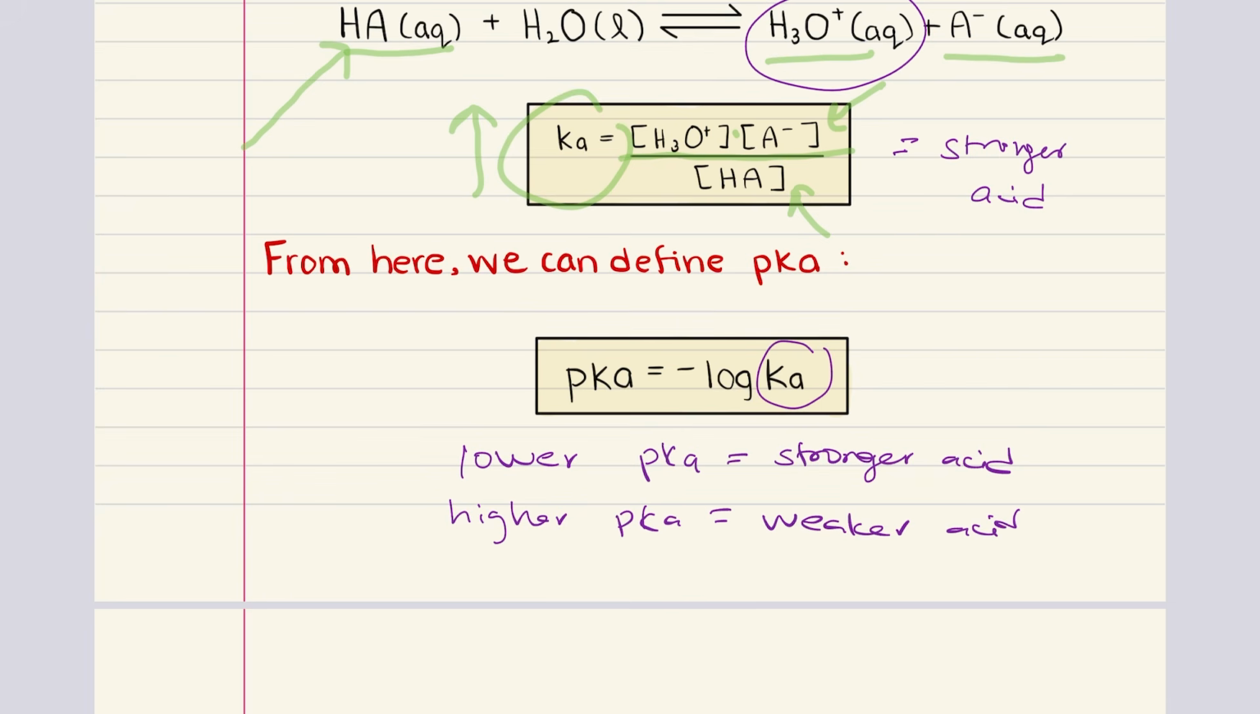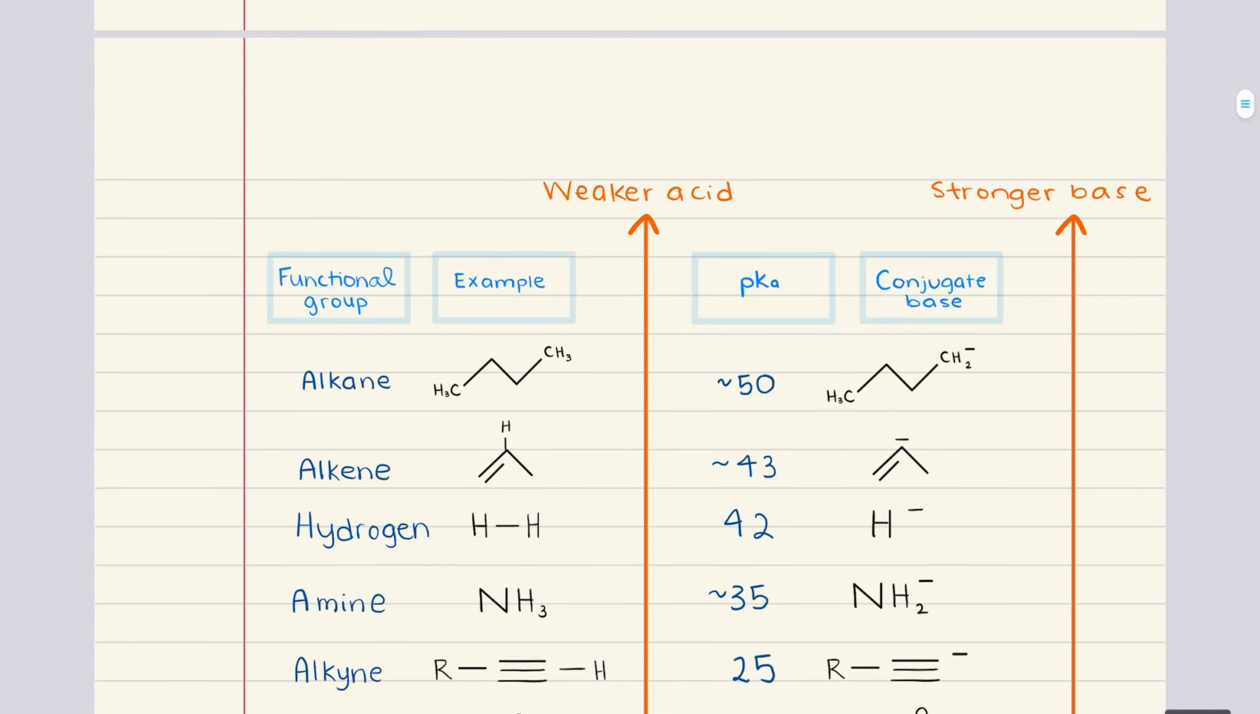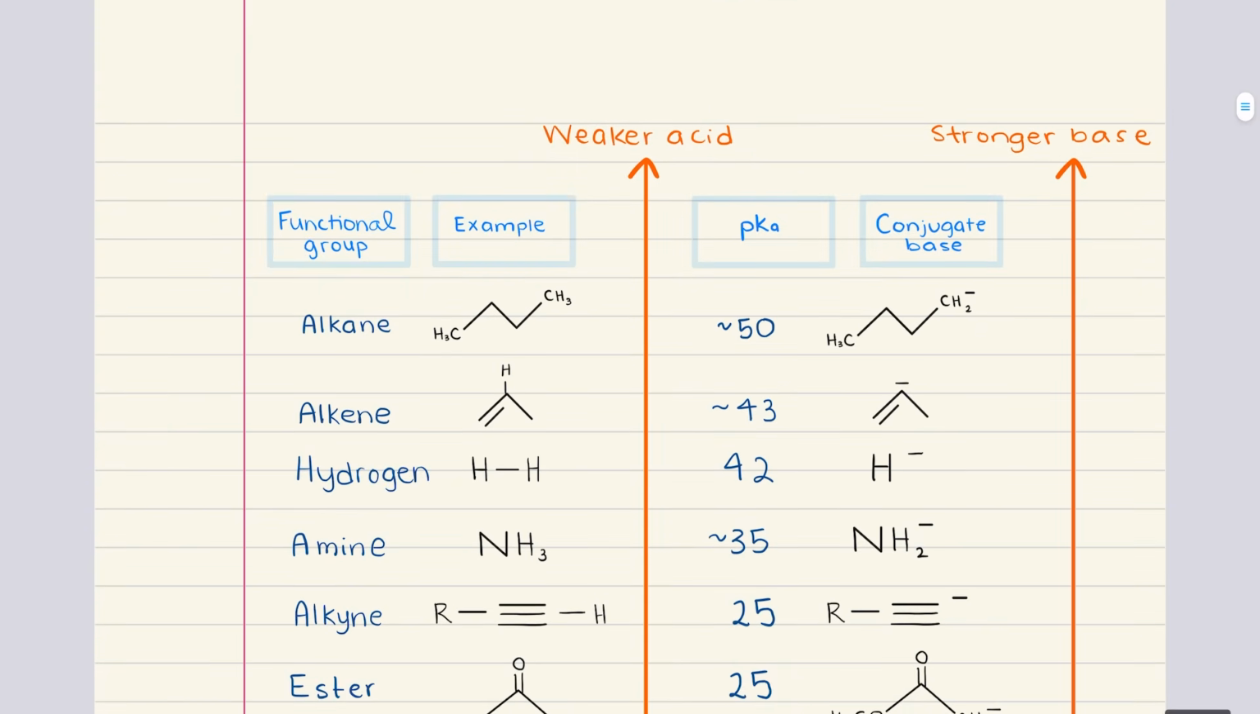This relationship is useful for predicting acid-base behavior in organic molecules, particularly in reactions where proton transfer plays a key role. Now that we've established the concepts of acids and bases, let's take a closer look at how acidity varies across different functional groups. The pKa values of a molecule provide a direct measure of its acidity, with lower pKa values indicating stronger acids and higher pKa values indicating weaker acids.